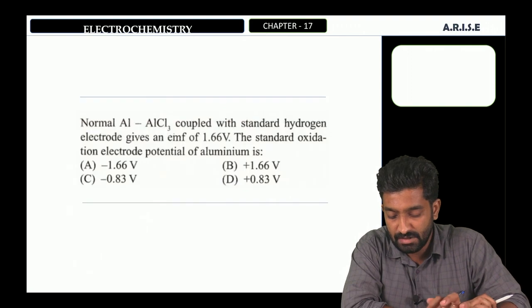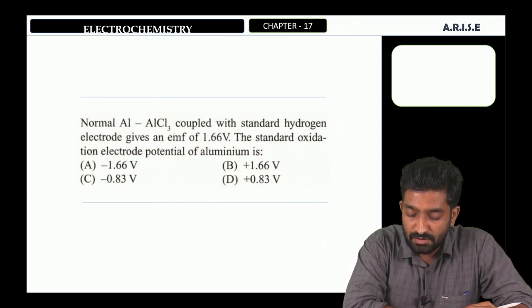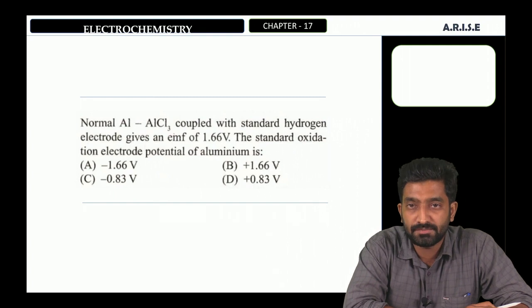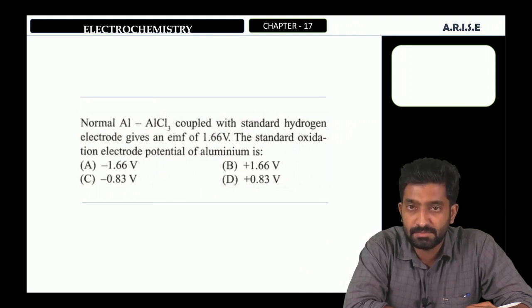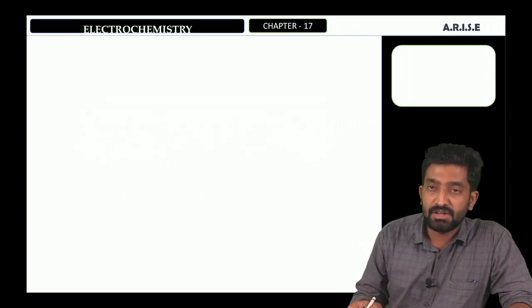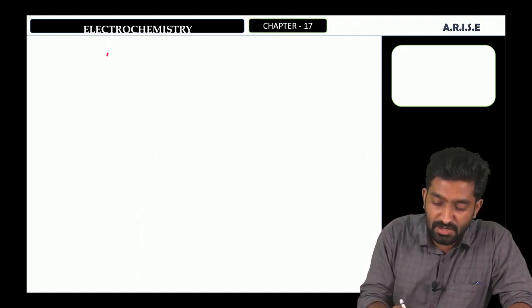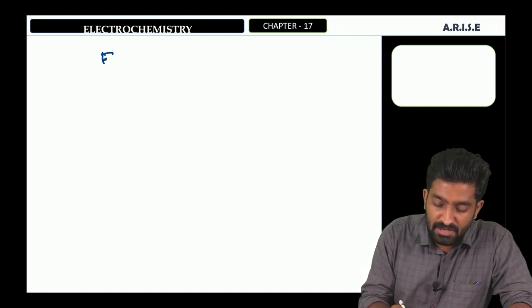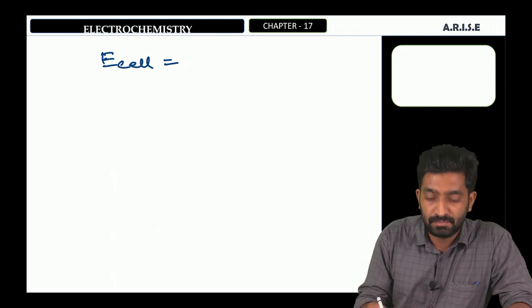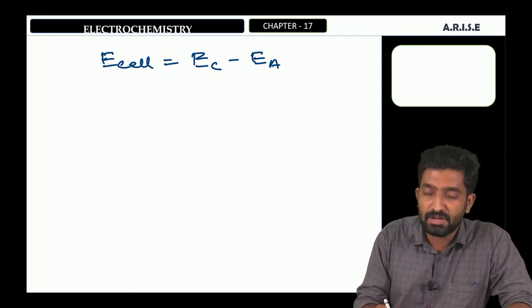Clear? Then the next one. Normal aluminium AlCl3 coupled with the standard hydrogen electrode gives an EMF of 1.66 volt. The cell potential is given, that is 1.66. We can write the formula for the calculation of cell potential. What is cell potential? It is the potential difference between two electrodes. E cell equals E cathode minus E anode, or we can write E right minus E left.